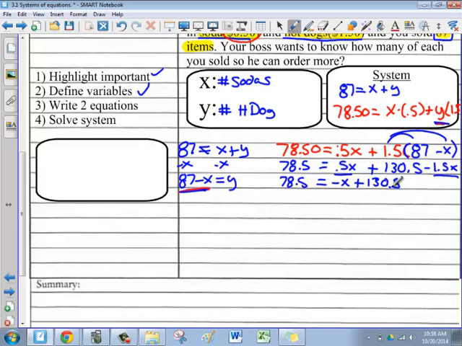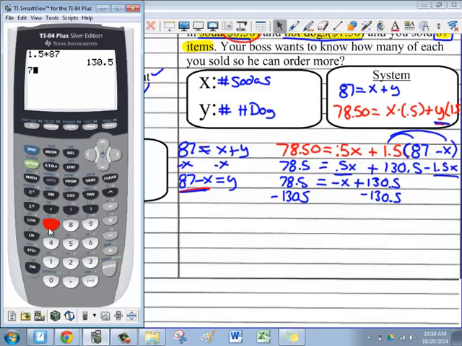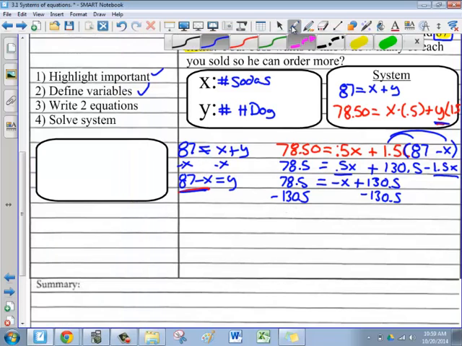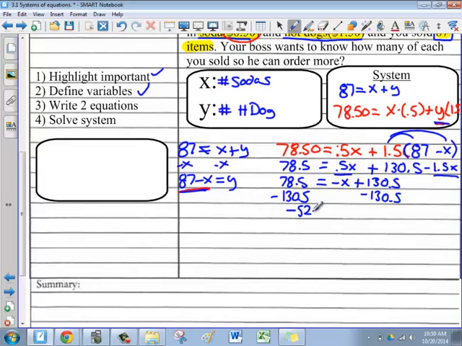130.5. Now let's subtract 130.5 from both sides. Just because I'm tired this morning, I'll calculate 78.5 minus 130.5. Enter. Negative 52. So I've got negative 52 is equal to negative x. Thus positive 52 is equal to positive x, so I know my x is equal to 52. And x was sodas, so I sold 52 sodas right there.